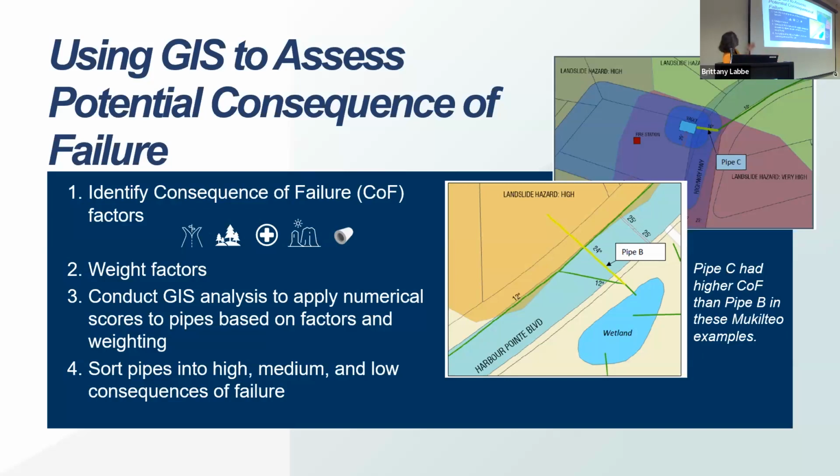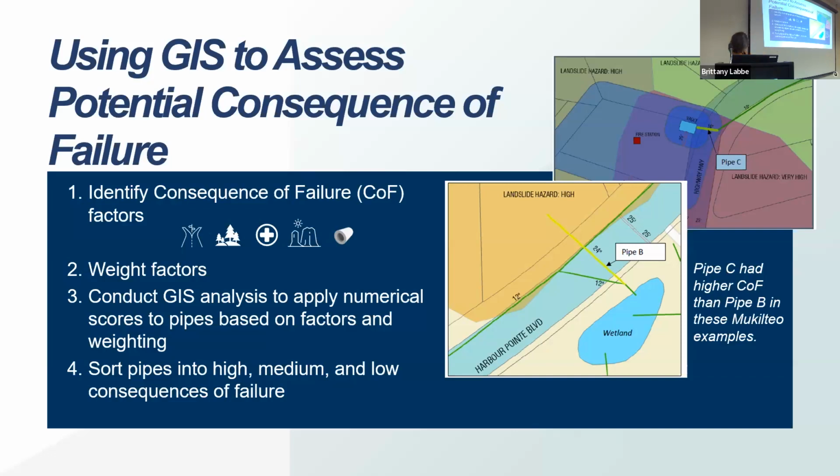Then we took those factors and weighted them based on road types and how close the pipe might be to different critical facilities. We conducted an analysis of all of the pipes in the city and applied numerical scores to what those consequences would be, and then sorted the pipes into high, medium, and low consequences of failure.